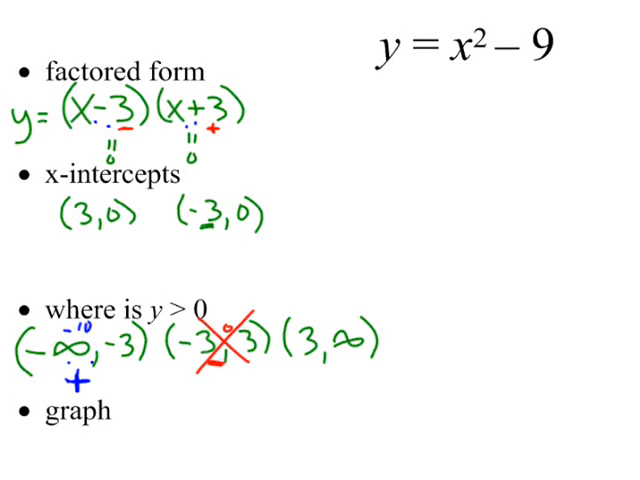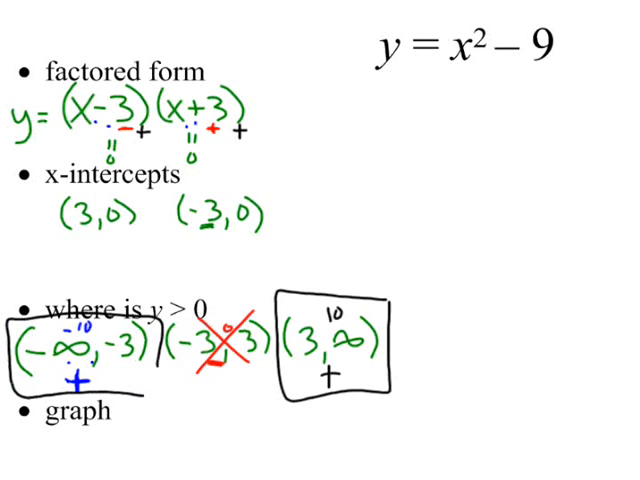And then 3 to infinity. So pick a big number in here, say 10 or 100 or whatever number you want. But you'll see you end up with a positive and a positive because you'll have 7 and 13, and when you multiply together, you get a positive. So where is y greater than 0? Anywhere you got a positive number.